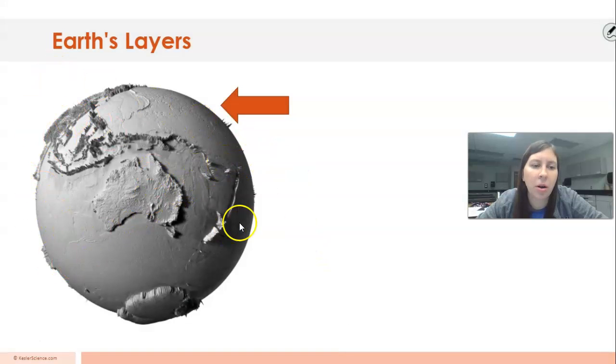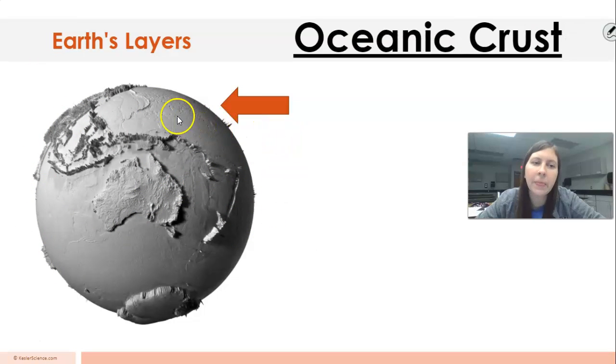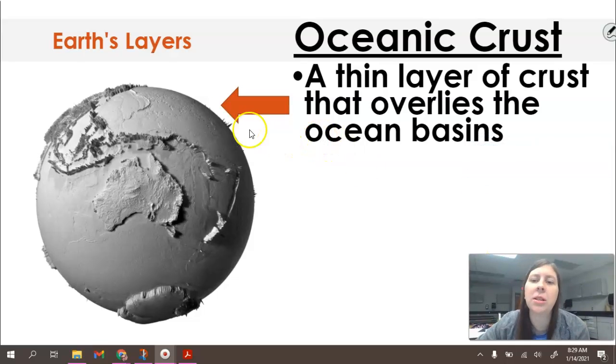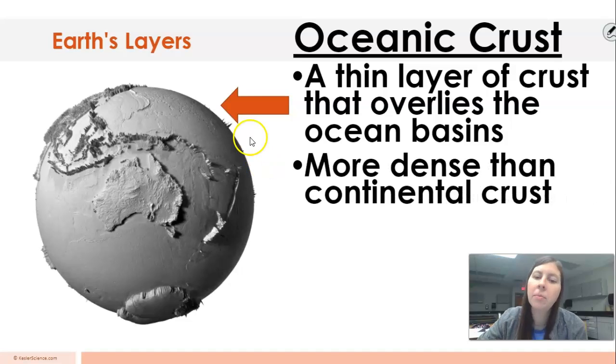So here we've got our Earth and that oceanic crust, where there's lots of ocean. It's a thin layer of the crust that lies at the bottom of the ocean, underneath the ocean. It's more dense than continental crust. Remember, density is how much stuff is in an object compared to the space. So there's a lot of crust, but it's smushed down, so it's a lot more dense.